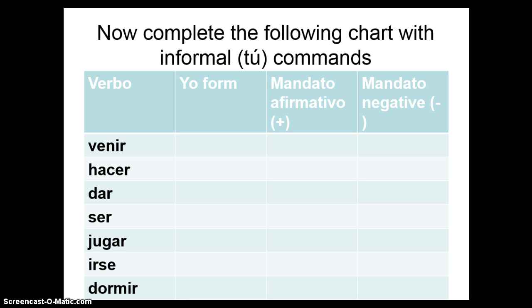Now I would like you to complete the following chart with informal tú commands. See if you can give me the yo form of each verb in the first column, the mandato afirmativo in the second column, and the mandato negativo, sorry, that should be negativo, not negative, in the third column, okay? So, I'm going to let you try these. This is your third exercise. You need to bring it to class tomorrow. Remember the rules. The basic rules are really simple. Take the yo form, drop off the O, add the opposite ending, and be careful of your spelling changes. Watch out for irse, it's reflexive.